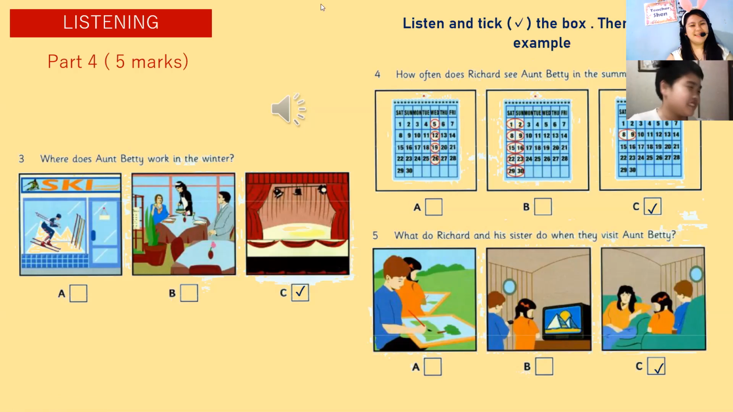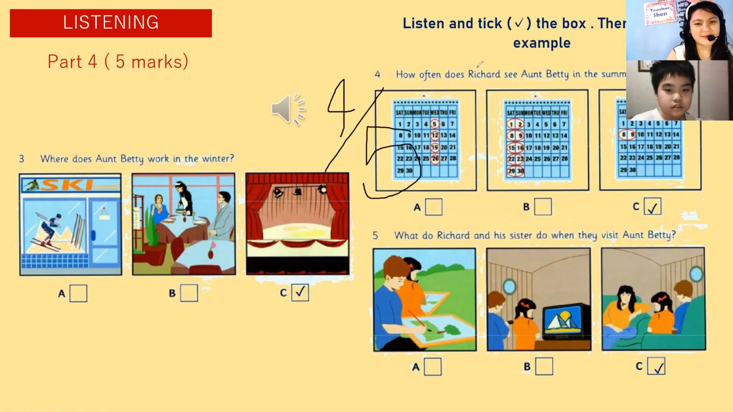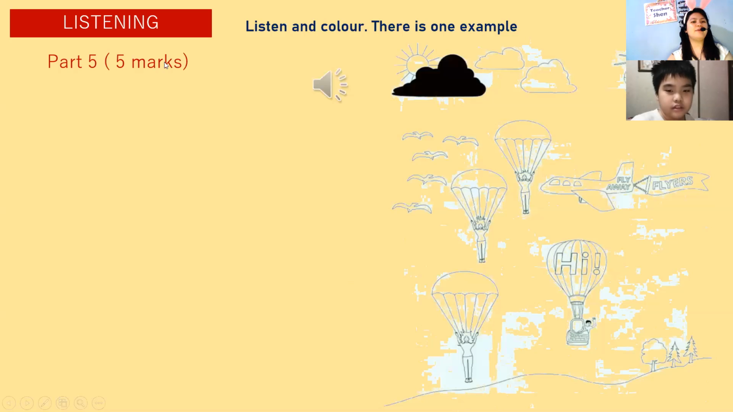Okay, now good job. Your score is 4/5, right? Because you got a mistake on number 2. Yes. Your score for part 4 is 4/5. Okay, now let's proceed to the next slide. We are now at part 5.